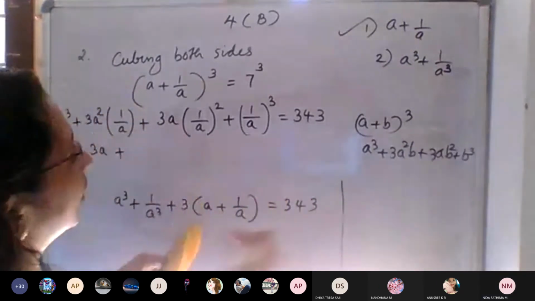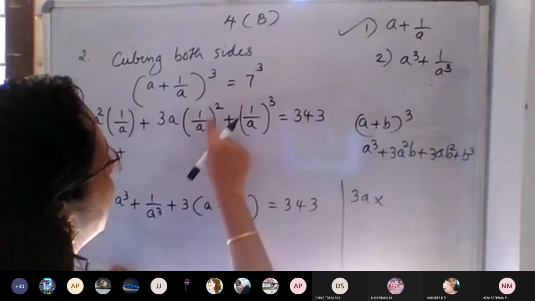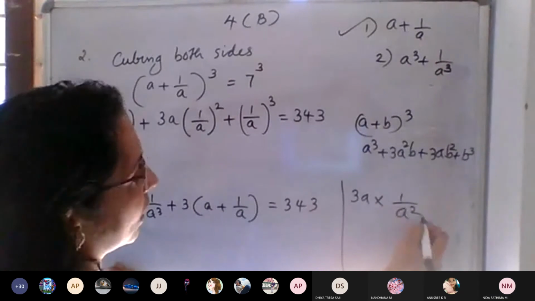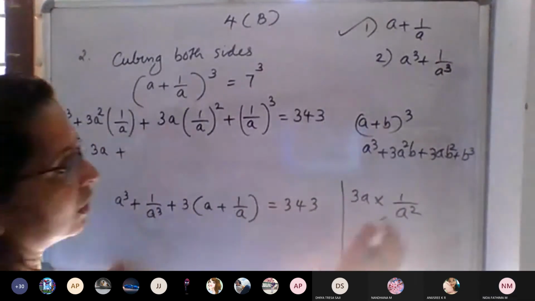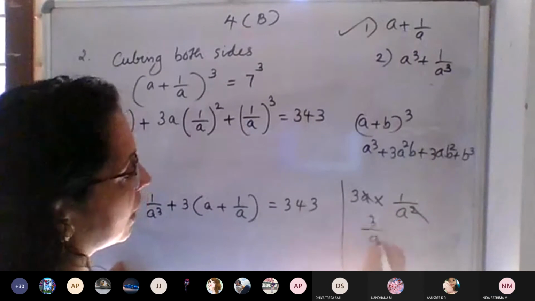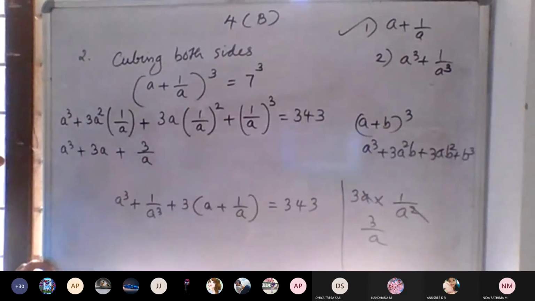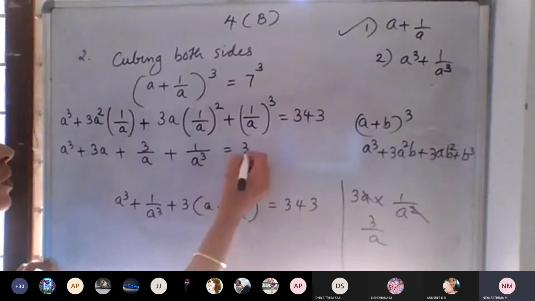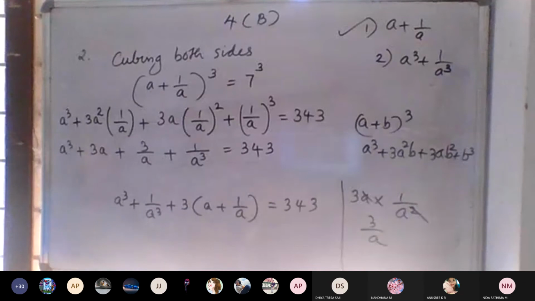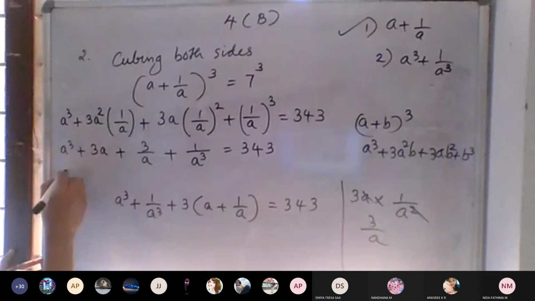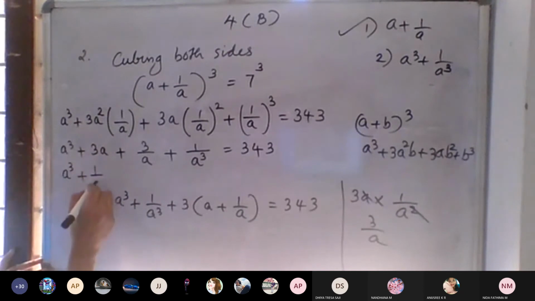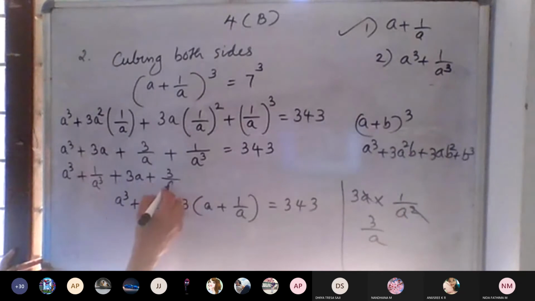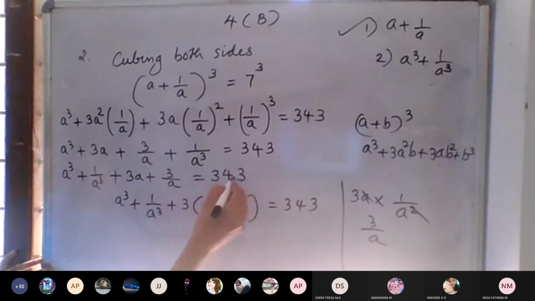Plus 3a into (1 by a) whole square. What is that? 1 square by a square, so 3 by a. Then plus (1 by a) cube is equal to 343. Then take the cubes together: a cube plus 1 by a cube plus 3a plus 3 by a is equal to 343.